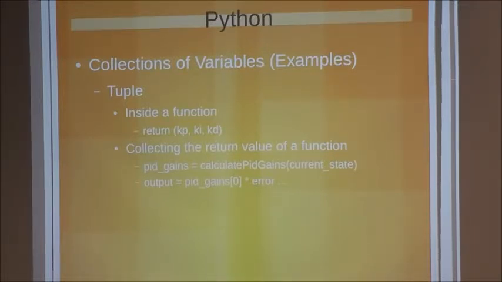Say you wanted to return your three gains, your KP, KI, KD. You had a function called calculate PID gains that was based off the current state. And then the output of that would be your three gains. And then you can use that to figure out your outputs for the controller.